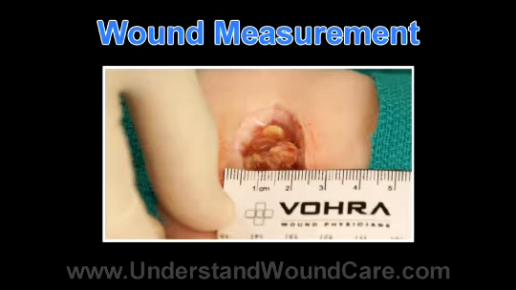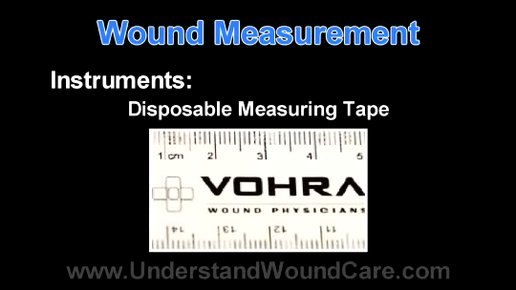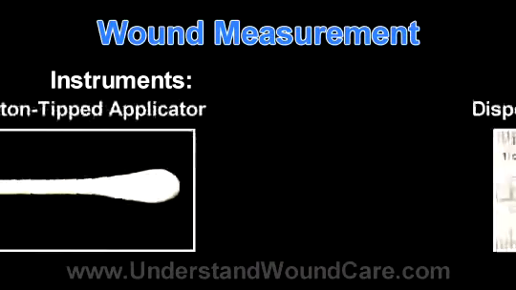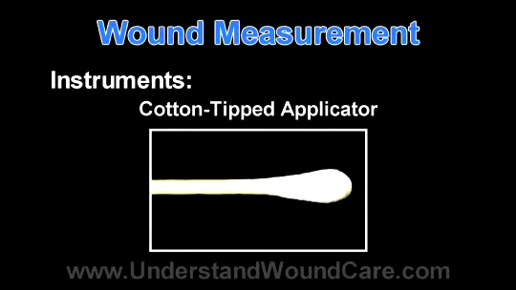In this demonstration, we will be exhibiting the correct measurement of a wound. For wound measurement, you will want to have a disposable paper or similar measuring device. The measuring device is either a paper or plastic disposable measuring tape. It is generally marked in centimeter markings with sub-markings in millimeters. A cotton-tipped applicator is useful for measuring depth and checking for any undermining.